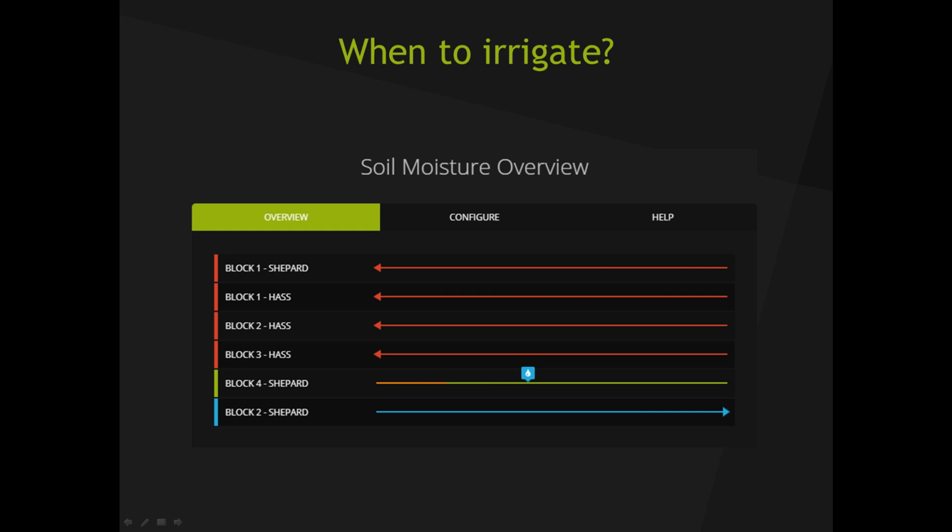Sites are prioritised from driest to wettest. In this example, the first 4 sites are below refill point, needing irrigation. Site Block 4 Shepherd is between the refill and full point. The orange section is the bottom 20% of that range, and the green is the top 80% of the range. The water droplet icon indicates where moisture levels are within that range. Block 2 Shepherd has recently been irrigated and moisture levels are above full point.